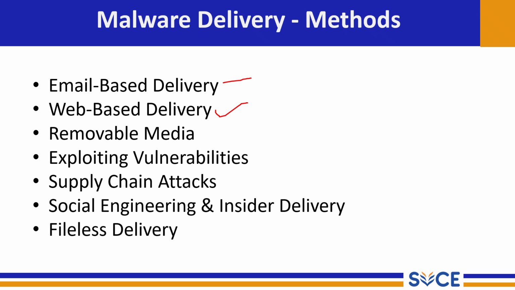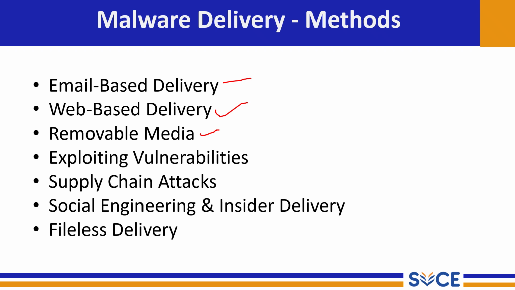Okay, and next one is removable media. This will be a USB flash drive or an external hard disk drive carrying auto-run malware, and the malware often copies itself to connected drives to spread. The famous case is the Stuxnet worm, which spread via infected USB sticks.